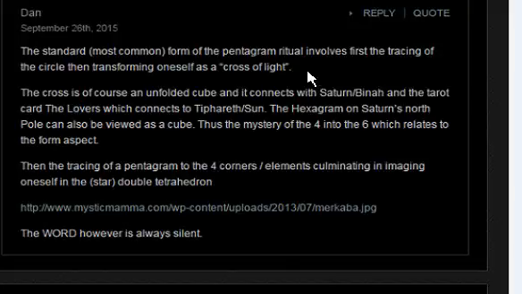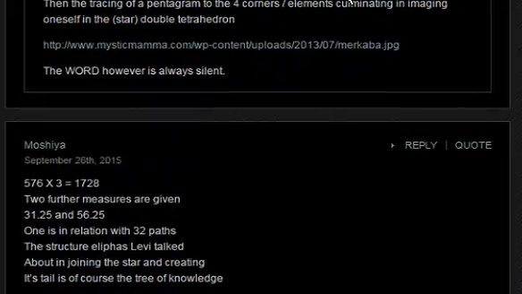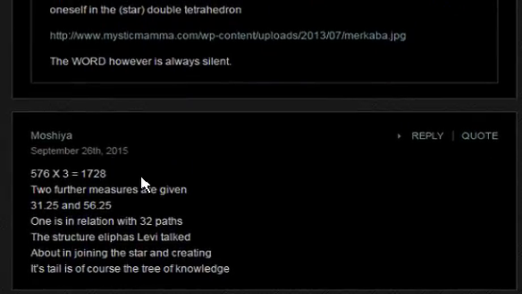Okay, so it seems that the pentagram and the hexagram mystery involves the Jewish occult teachings, involves planet Saturn, tarot cards. Interesting. However, all this is interesting. Okay, Moshe said something. Okay, some calculations here. Tree of knowledge seems important.